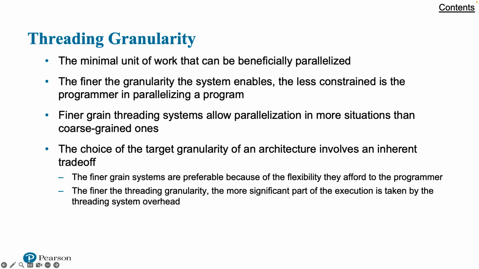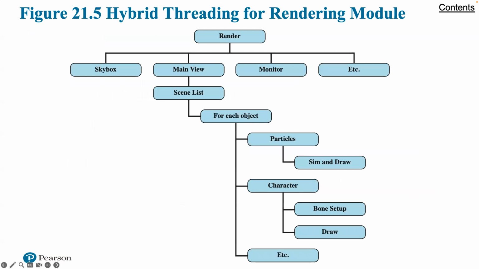The choice of the target granularity of an architecture involves an inherent trade-off. On the one hand, the finer grain systems are preferable because of the flexibility they afford to the programmer. But on the other hand, the finer the threading granularity, the more significant part of the execution is taken by the threading system overhead. So here we're showing an illustration, a hybrid threading for rendering module.